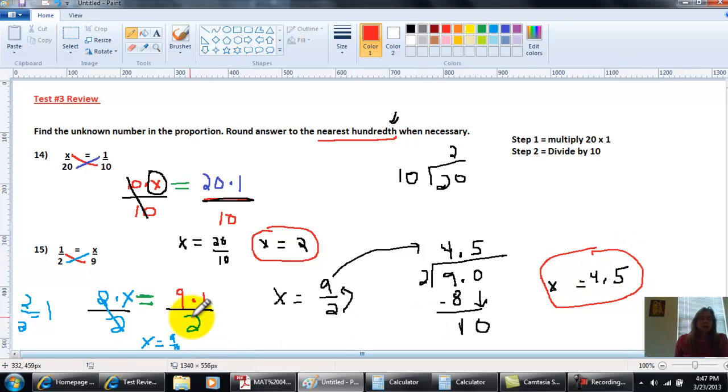Okay, and again, what we did, if you look at the shortcut way, step 1, we multiplied 2 times 9, and then divided by the 2. So we multiplied here and divided by that, and that's how we got our x. Okay.